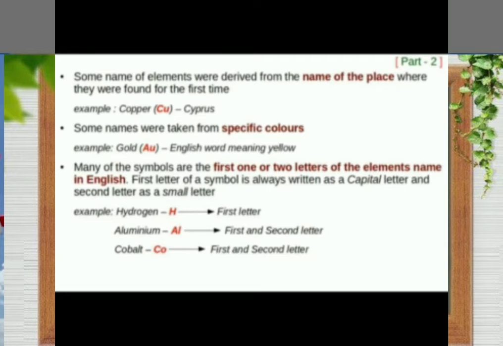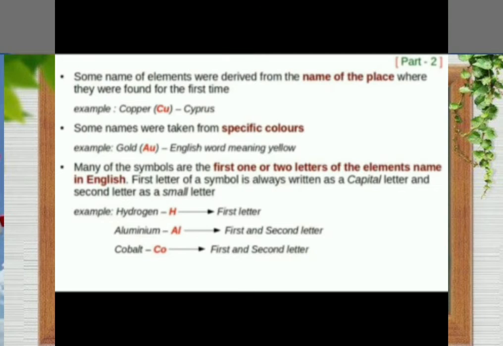We have some rules for writing the symbol of an atom. The first rule: some names of elements were derived from the name of the place where they were found for the first time. Here is an example, copper. Copper was found in Cyprus. Cyprus is a place. So it gives the name copper, Cu.